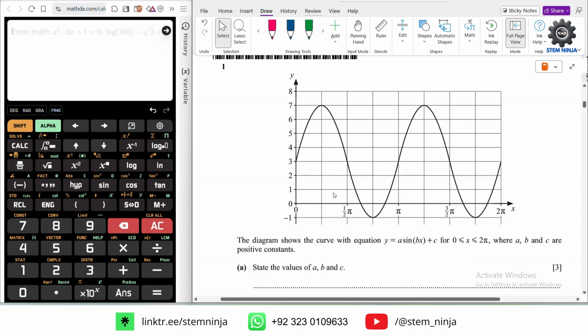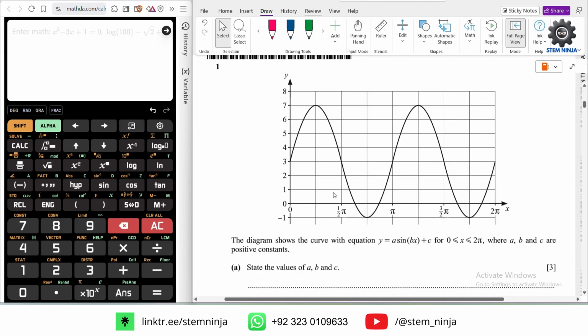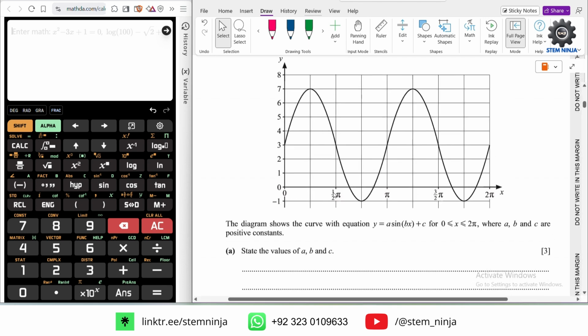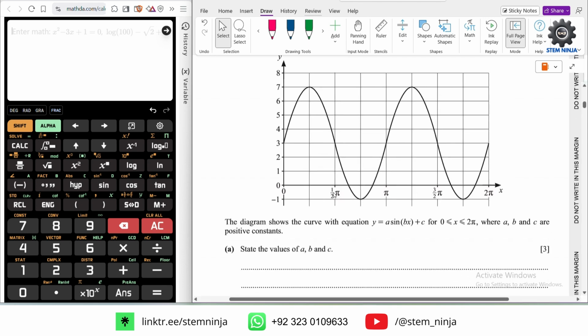Question number 1. The diagram shows the curve with equation y equals a sin bx plus c for 0 less than x less than 2 pi, where a, b, c are positive constants. State the values of a, b, and c.